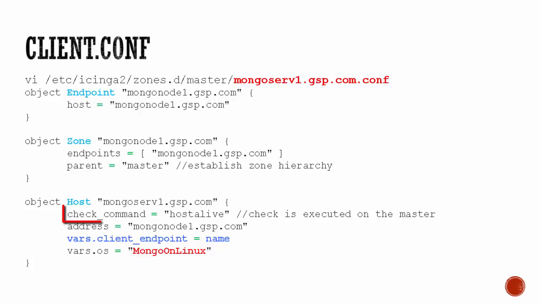In the host section, we have to have check_command. This is typically set as hostalive, then the address of the client, the fully qualified domain name or IP address of the client. The parameter vars.endpoint is defined as name. This tells that endpoint is the name of this client itself, so it is important that the name you give to this host matches the endpoint definition. Also, we set vars.os as Mongo in Linux. This group was defined earlier in the groups.conf file.